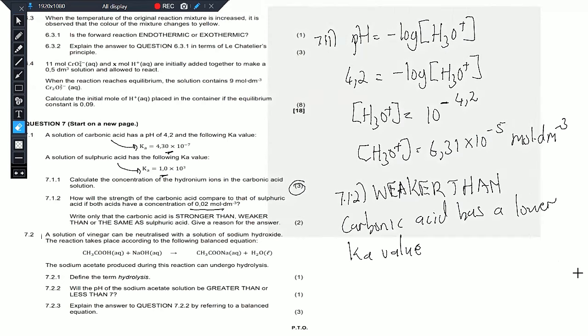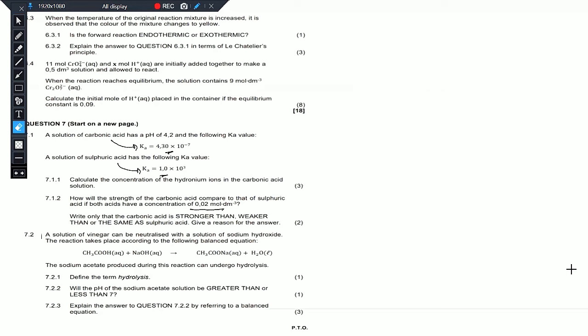Okay, then 7.2 says a solution of vinegar can be neutralized with a solution of sodium hydroxide. The reaction takes place according to the following balanced equation. So we can see the balanced equation as follows there. The sodium acetate produced, meaning this here is the sodium acetate because they're saying it's produced during this reaction, can undergo hydrolysis. So define the term hydrolysis.